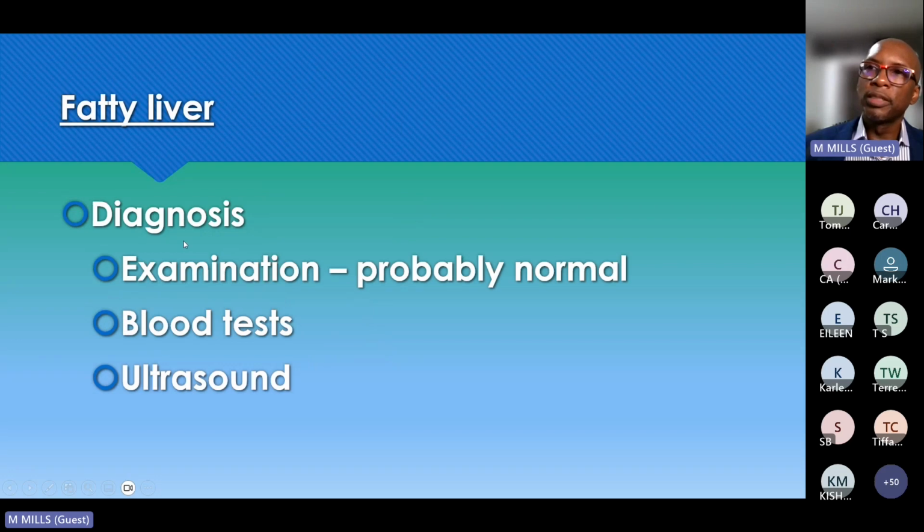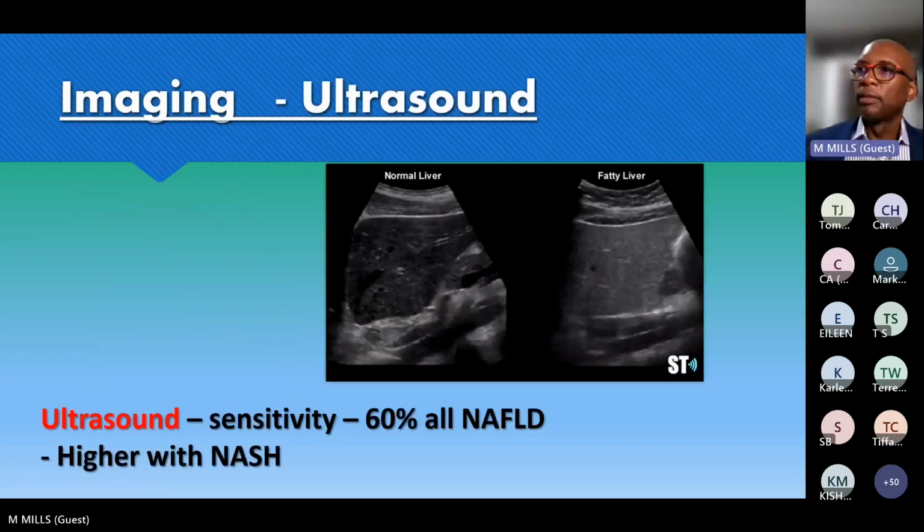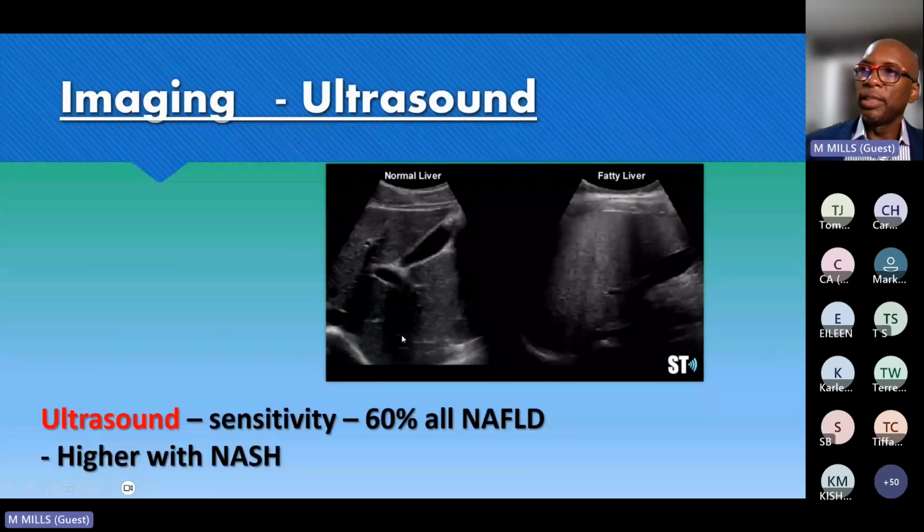But for the most part, to diagnose fat in the liver, you need to do an ultrasound because your examination is probably going to be normal and your blood test may also be normal. So what does the ultrasound show really?